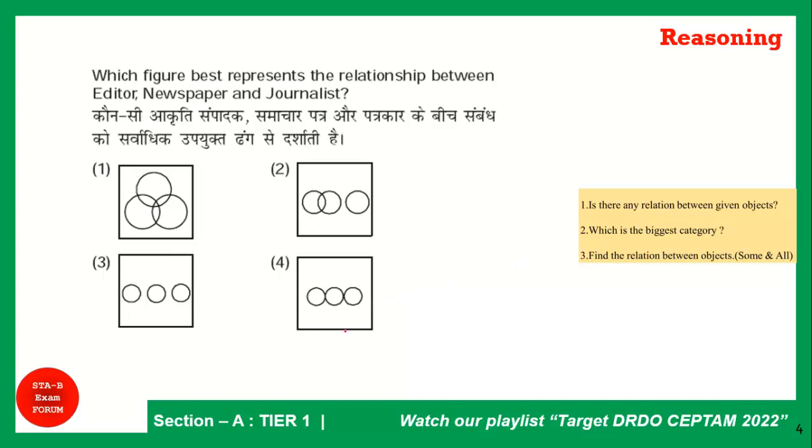Let's see the next one. You have to find the relationship between editor and newspaper journalist. Students, this question is very important. So let's draw the relationship diagram between these. There is no big category in this question, right? We just have to go for step 3. We have to find the relationship between these objects. So I made a circle for editor.